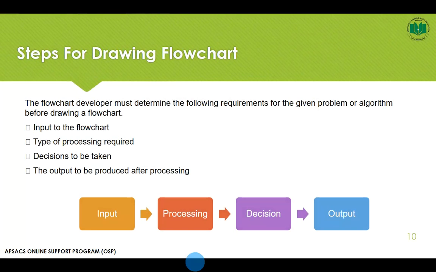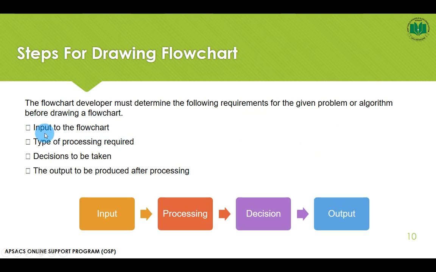Now we know what the flowchart is and what the importance of the flowchart is. Now we have to learn how to draw the flowchart. First of all, we need 4 things. The flowchart developer must determine the following requirements to be given in the problem before writing a flowchart.